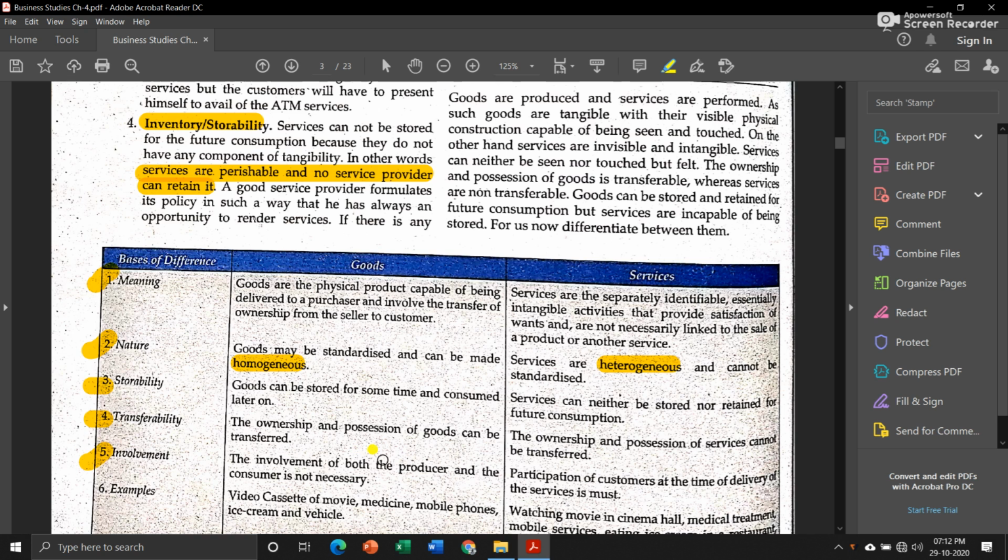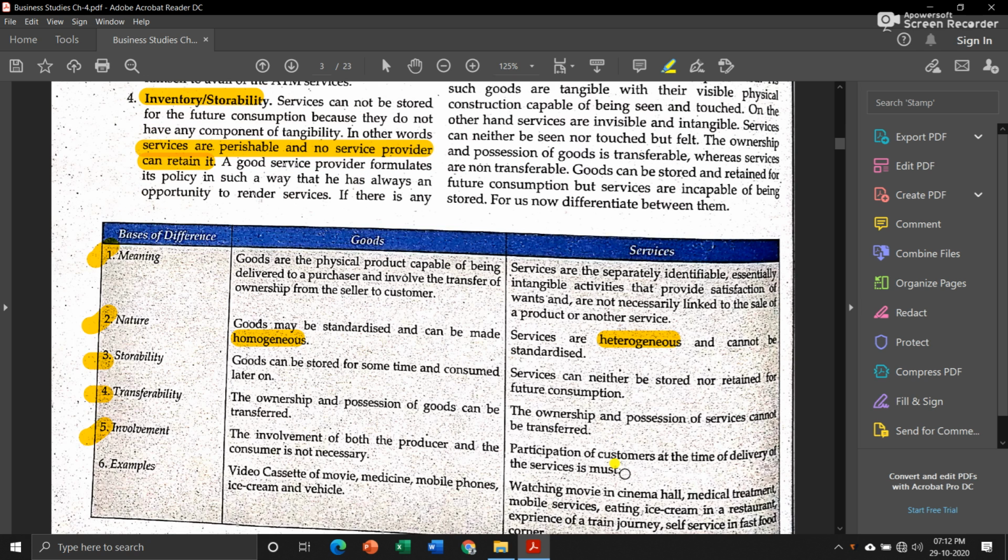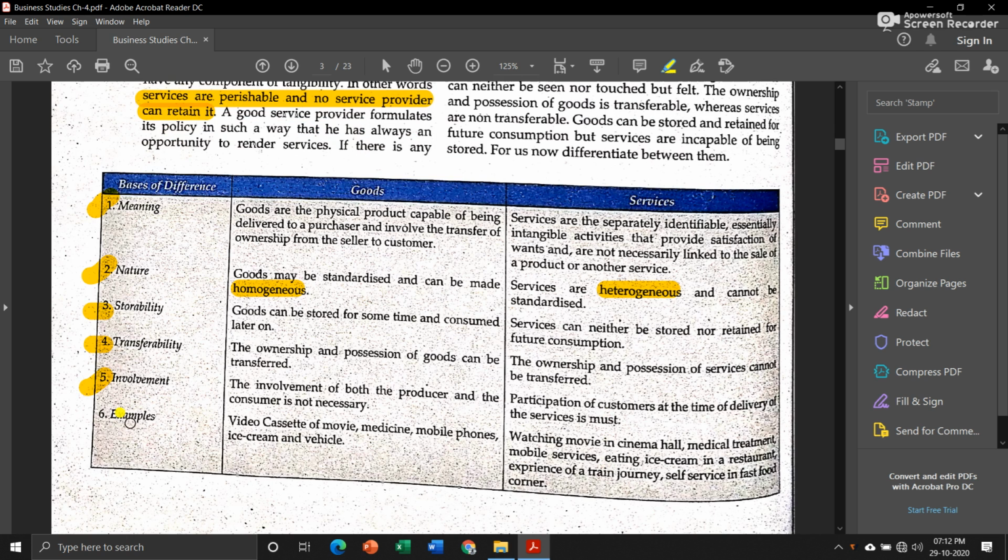Then involvement of both the producer and consumer is not necessary for goods, but in case of services we saw that the customer's involvement is much needed while providing the service. Then you can see the example of video cassettes for goods, but for services, like if you watch a movie in a cinema hall, or if you take medical treatment, all those things are services.